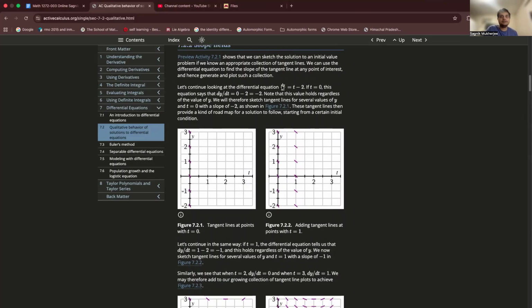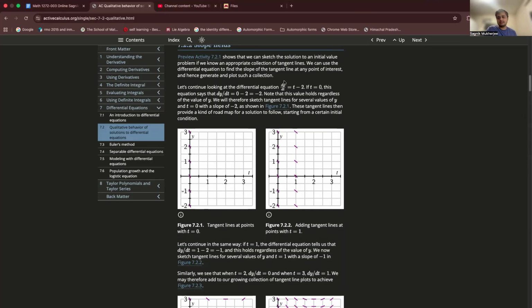So let's look at the differential equation dy/dt equals t minus 2. This is our differential equation, as you can see up here, and we will try to guess the graph of the solutions from this equation. How? Well, look at the left hand side. What does the left hand side tell you? dy/dt is essentially the slope of the tangent to the graph of y at the point t, right?